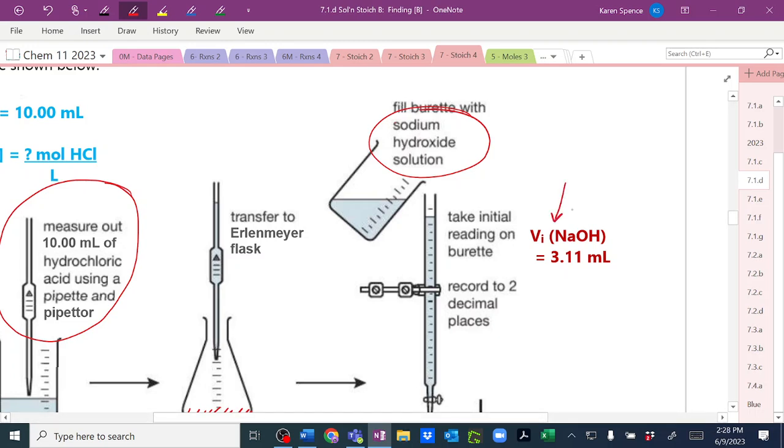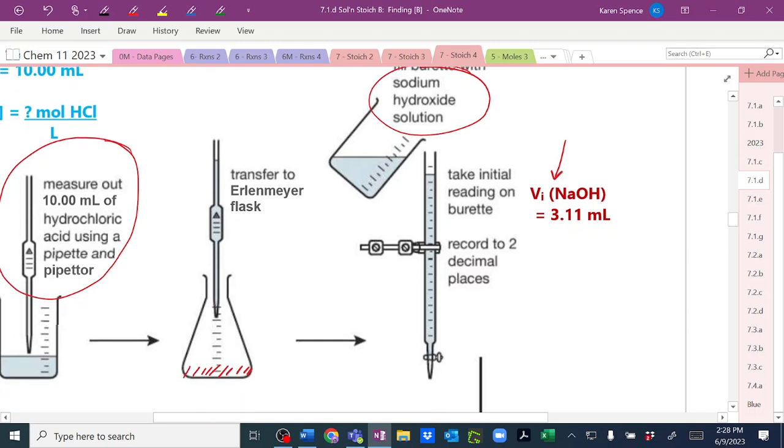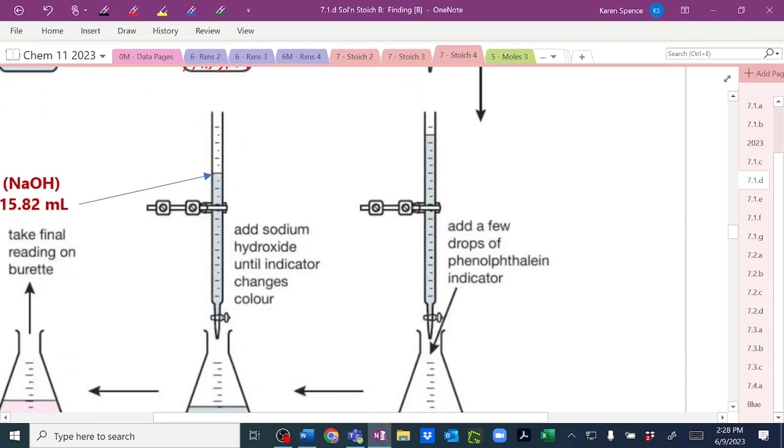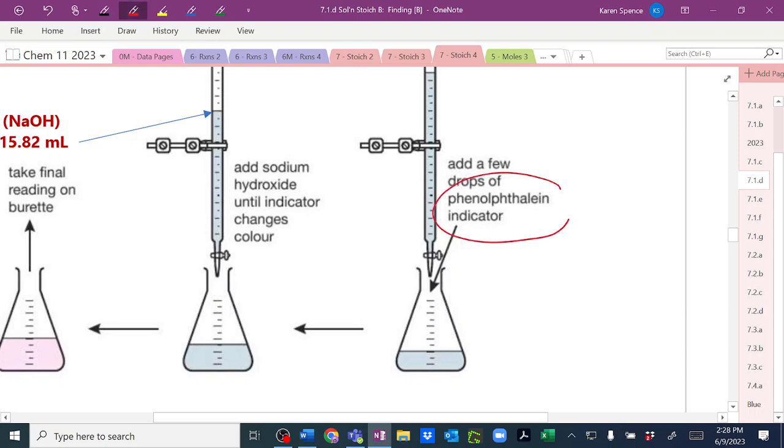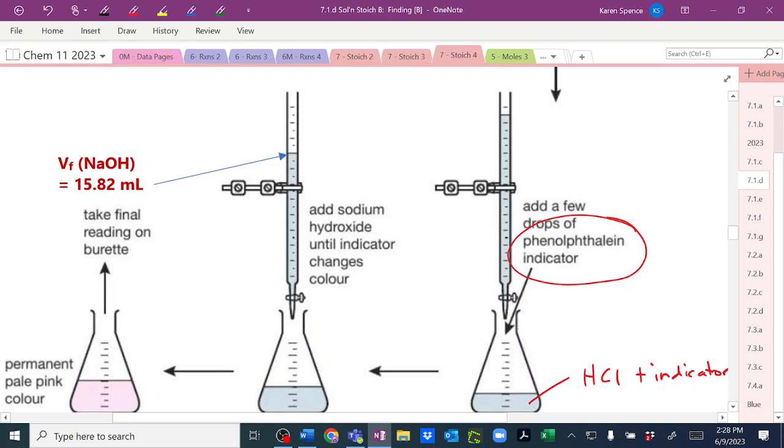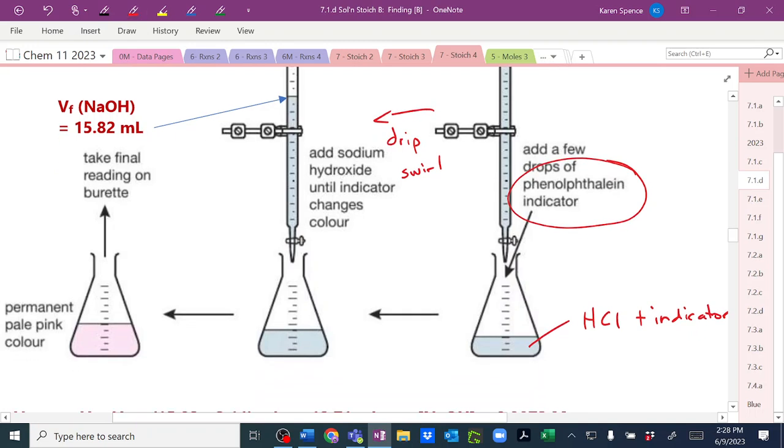initial volume, okay? Now, the other thing we needed to do with our Erlenmeyer flask is we needed to add some dye into it, so this is now HCl plus indicator, okay? And now we drip and swirl, yes? And we see a color change. And once we see the color change, we record our final volume.